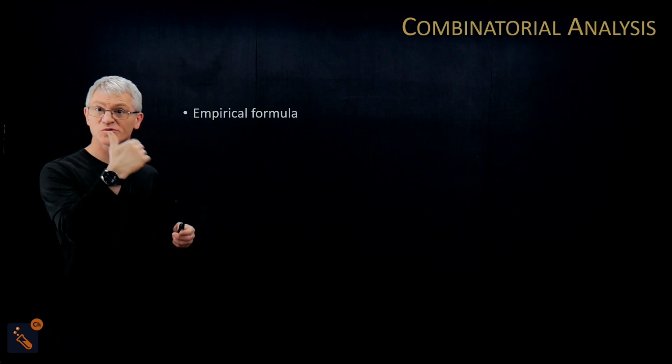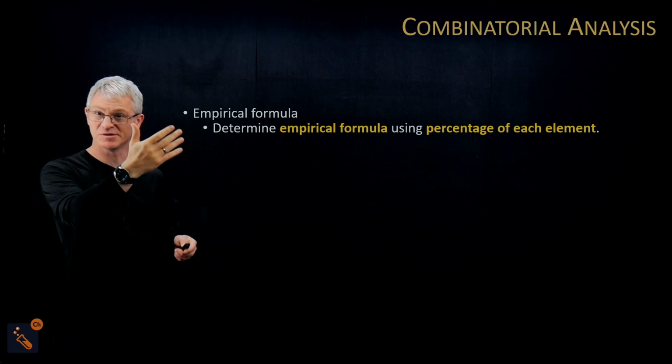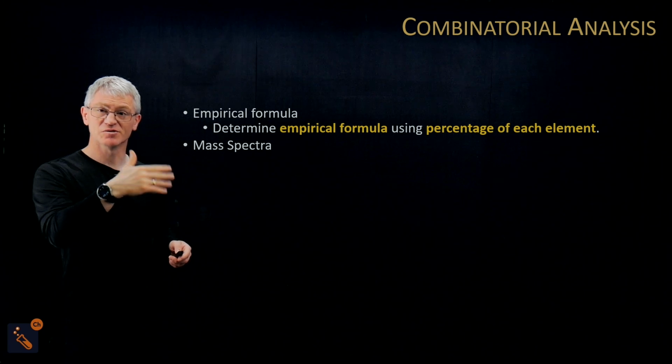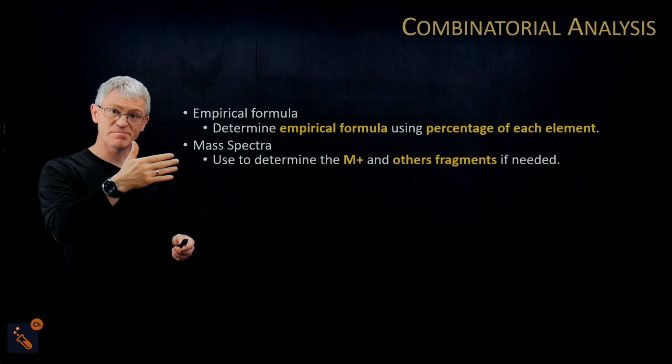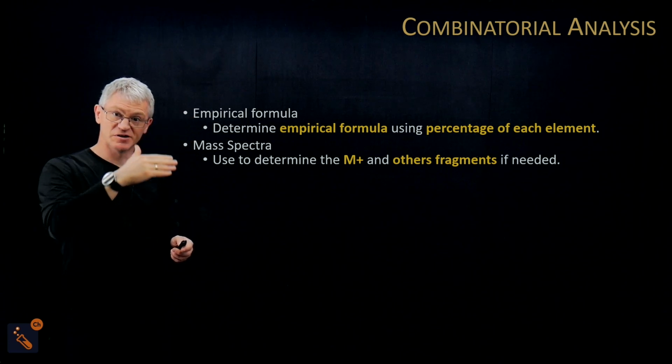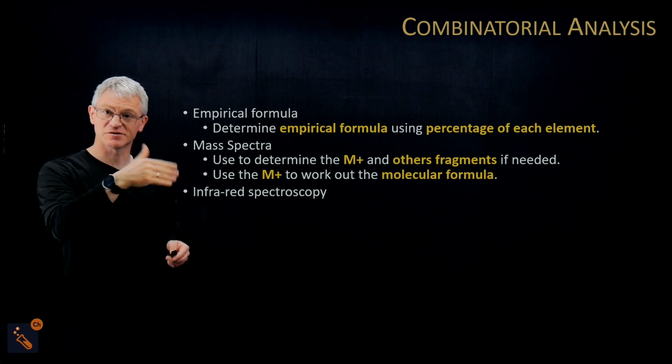Basically, it's an empirical formula. You'll be given percentages, and that's 1 to 2 marks in the question. So if you don't know anything, please do it. You'll be given a mass spectrum, and that will give you the M+. You can use the M+ to compare to the empirical formula and find the molecular formula. Again, 2 marks without much effort.